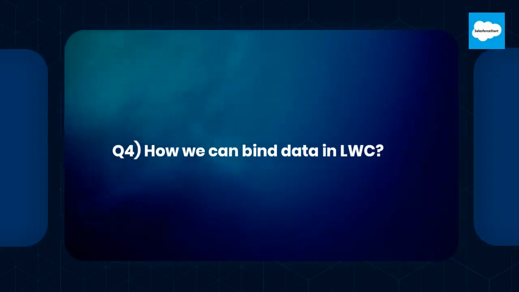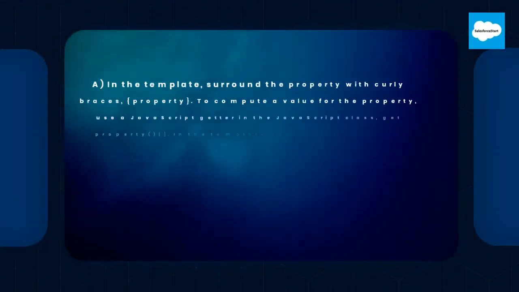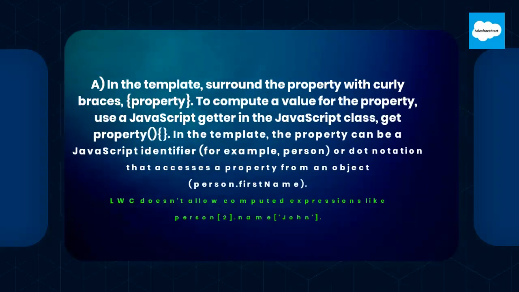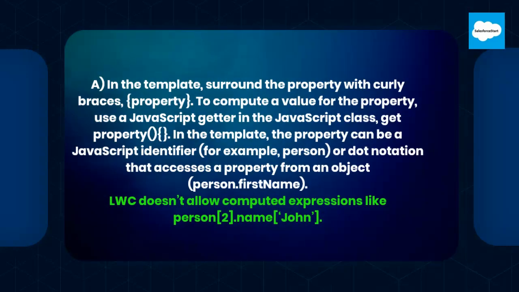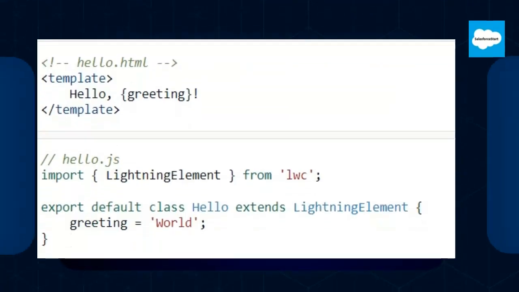Question number 4. How can we bind data in LWC? Answer: in the template, surround the property with curly braces, {property}. To compute a value for the property, use a JavaScript getter in the JavaScript class, get property. In the template, the property can be a JavaScript identifier, for example, person, or dot notation that accesses a property from an object, person.firstname. See this picture.